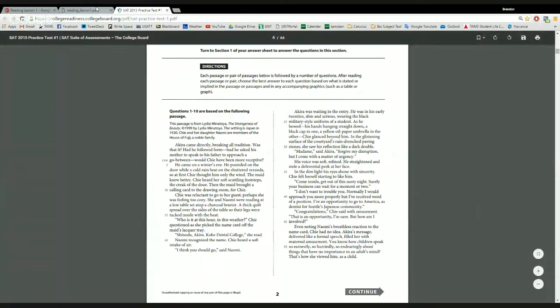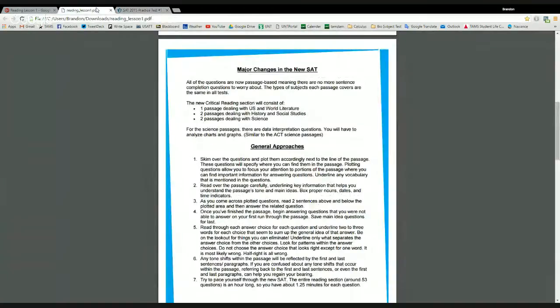Now let's go back to our tips. Read over the passage carefully, underlining key information that helps you understand the passage's tone and main idea. Box proper nouns, dates, and time indicators. So, like I just said, just read over the passages carefully. You should be able to get the main idea and tone of the passage through reading the first and last paragraph, and potentially even the last sentence of each paragraph.